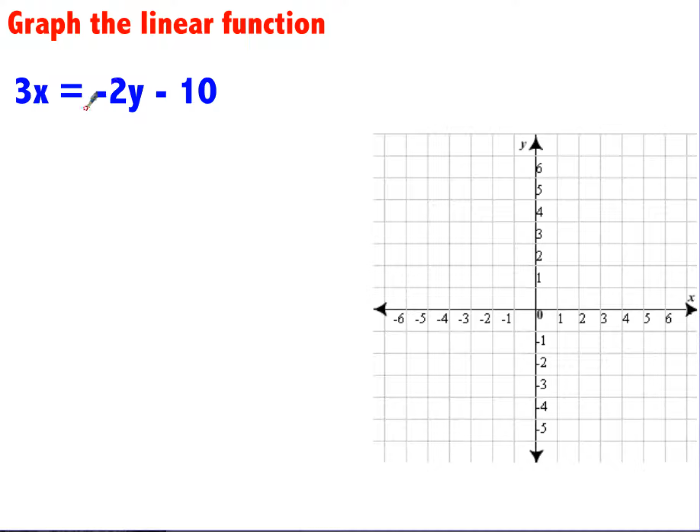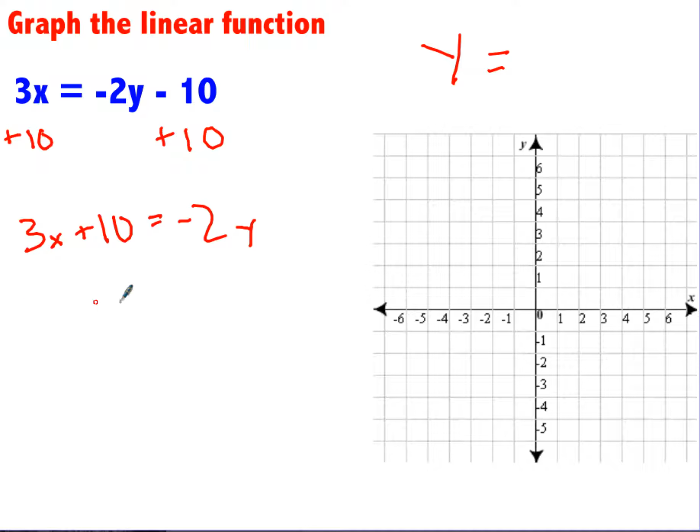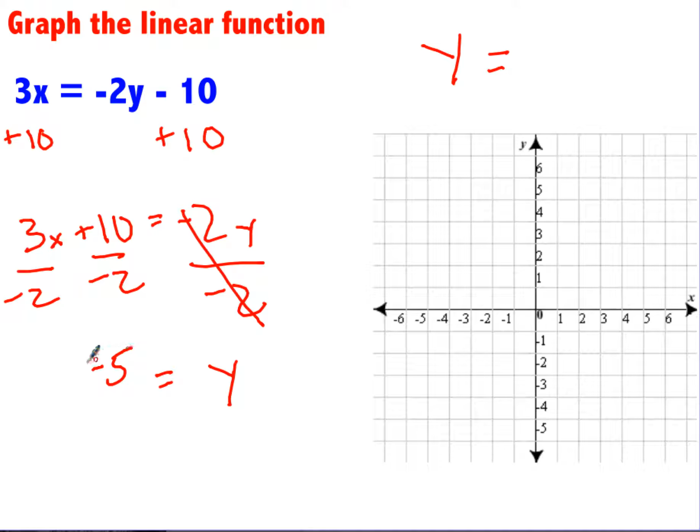But I don't want x by itself, because slope-intercept form is y equals, not x equals. So I still need to work on getting y by itself by moving over this 10 first. Okay, move over the 10. So I've got 3x plus 10 equals -2y. Now I want to get y by itself by dividing by -2, but I have to divide everything in the equation by -2. Those go away, and I get y equals -5.